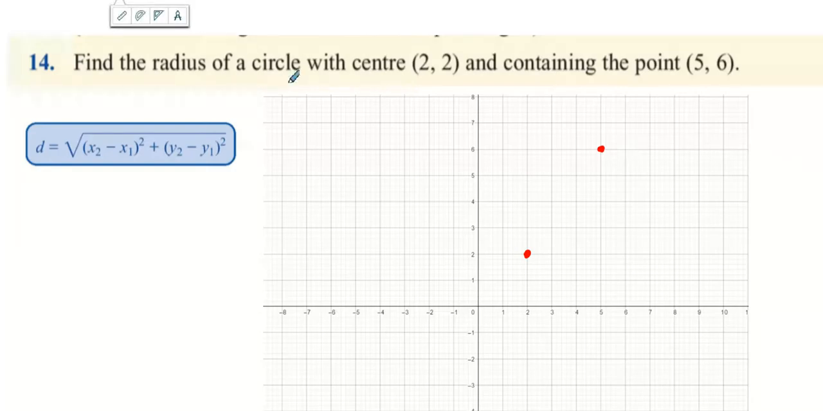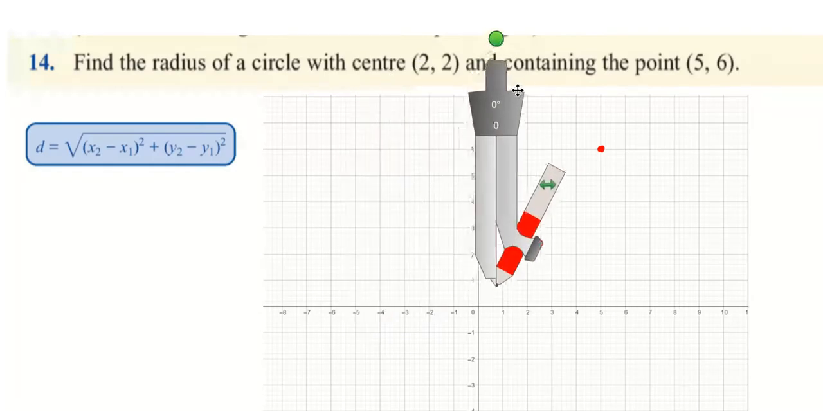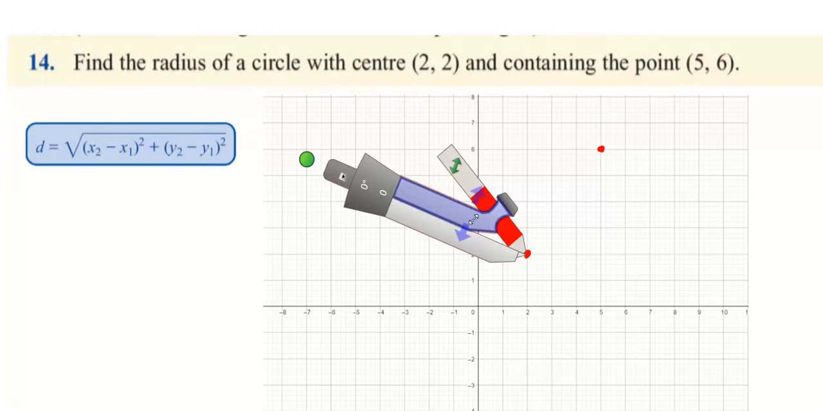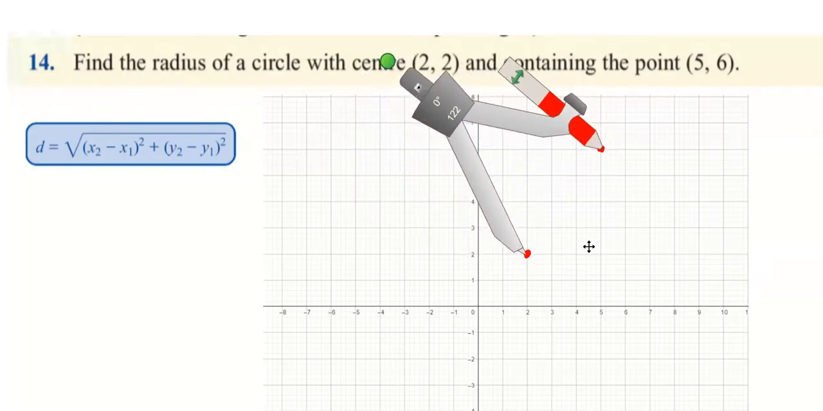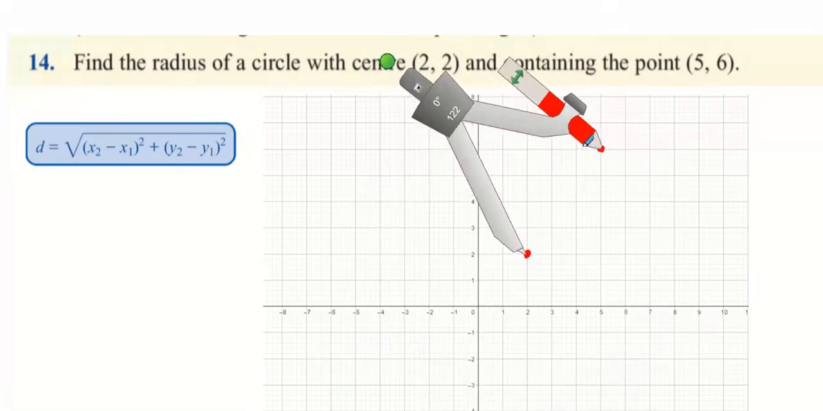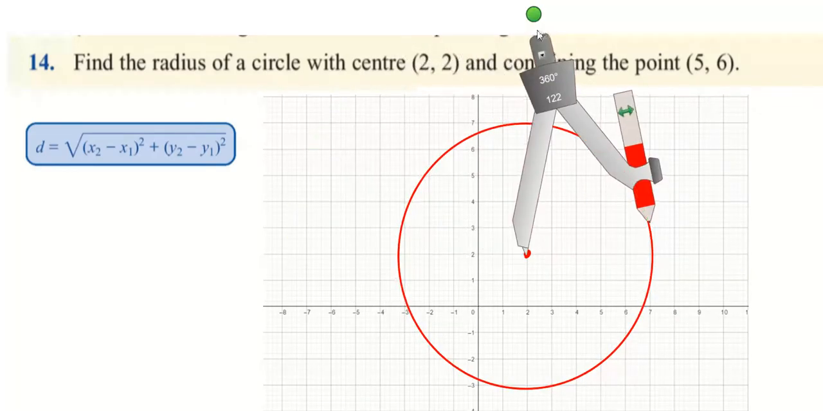Now if you wanted to draw this, you're not asked to draw it, but if you wanted to, what you'd do is get your compass like so, and turn it like so, and then you'd make a distance. A bit too high there. I think I had to go above it. And there you go. Everybody cool with that?